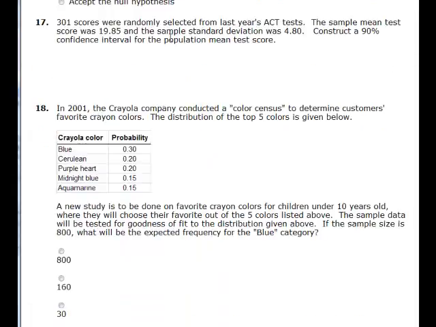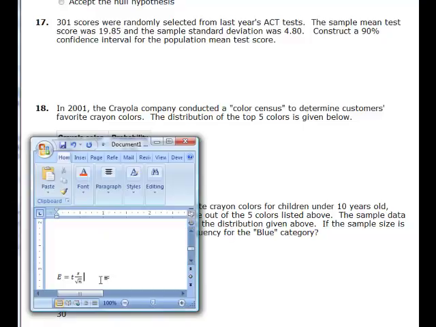Okay, next question. We've got 301 scores from last year's ACT tests. The sample mean of the test scores was 19.85, and the sample standard deviation was 4.80, and we're constructing a 90% confidence interval for the mean test score. Okay, so here's what our formula looks like. We need to use the t-table.